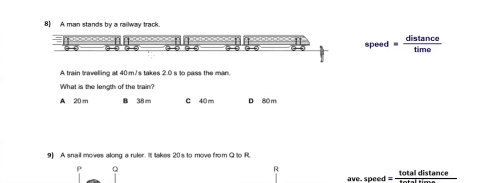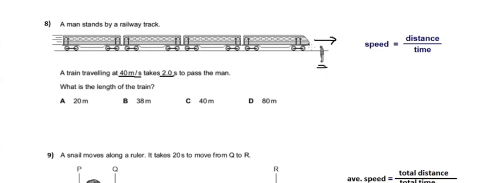Then question number 8: a man stands by a railway track. This man is over here. A train traveling at 40 meters per second takes 2 seconds to pass the man. What is the length of the train? You can see this train is traveling in this direction with 40 meters per second speed, and it takes 2 seconds to pass the man.